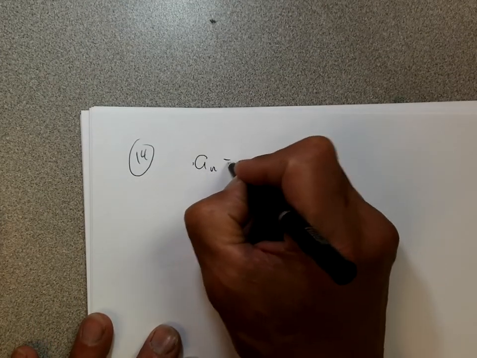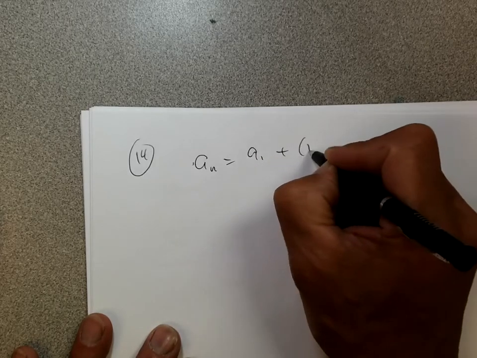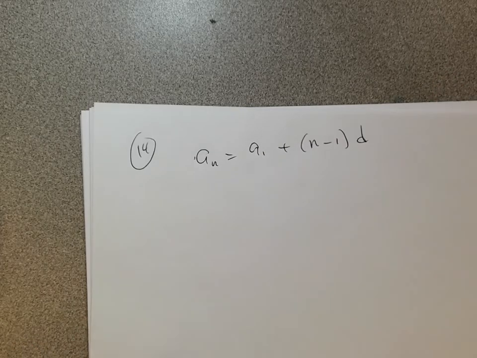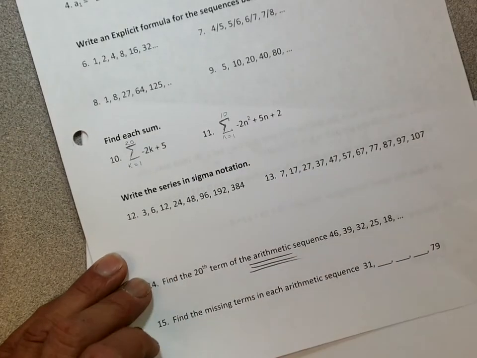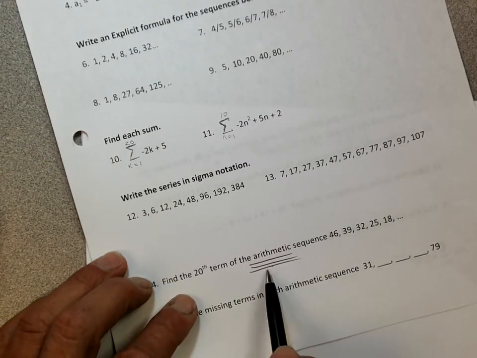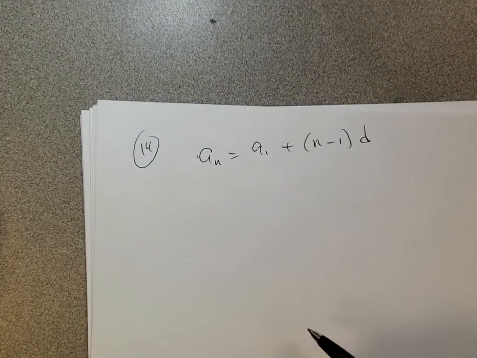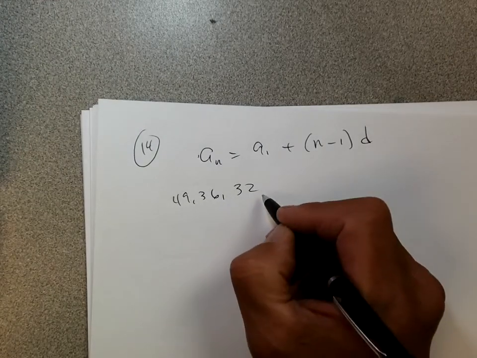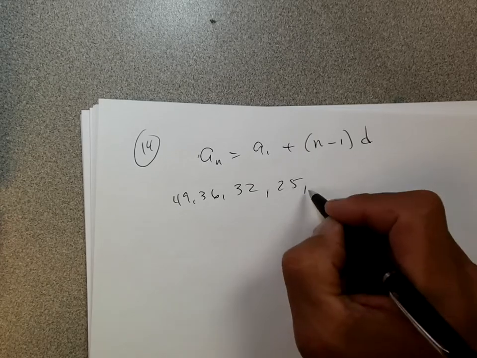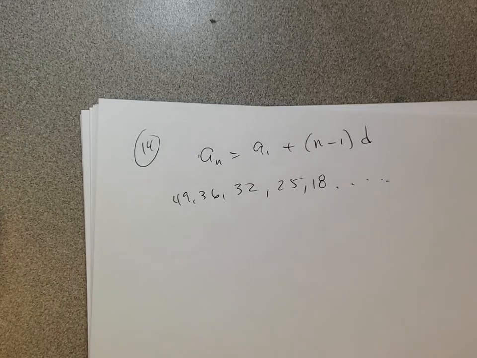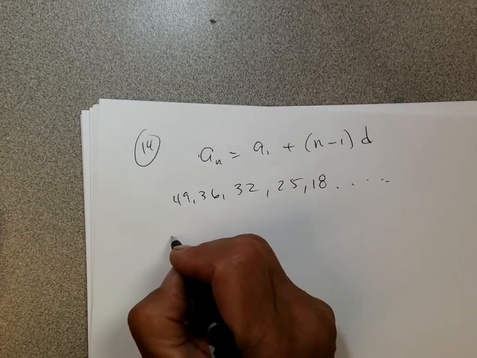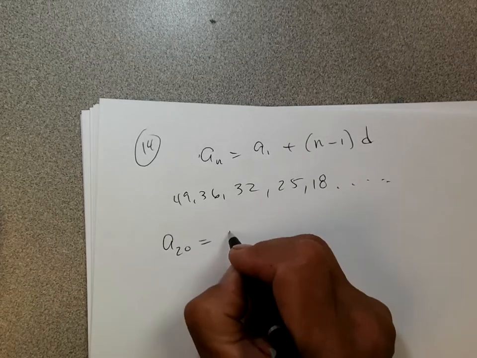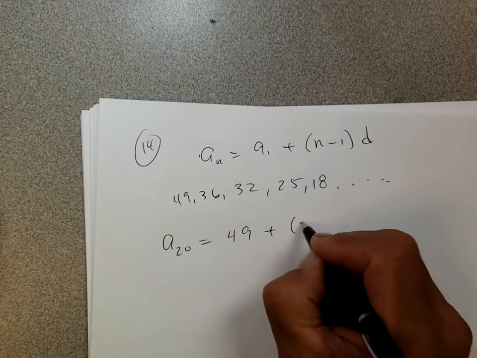14. So it says it's an arithmetic. Right off the bat, I'm going to go a of n equals a1 plus n minus 1 times d, because it tells me arithmetic. Okay. Arithmetic, boom. I wrote it down. I want the 20th term, and it goes 49, 36, 32, 25, 18, dot, dot, dot, okay? And we want the 20. So we want a of 20 equals 49 plus 20 minus 1.